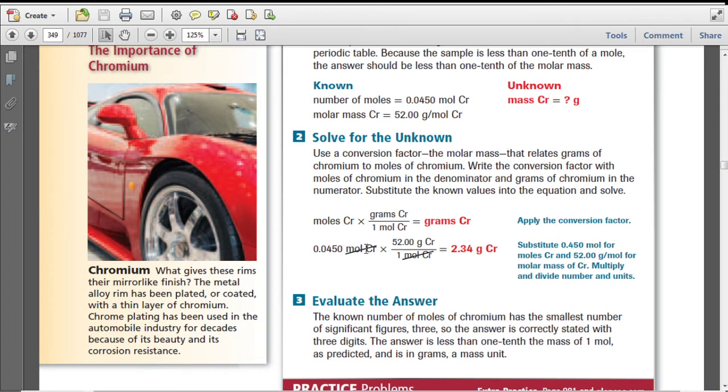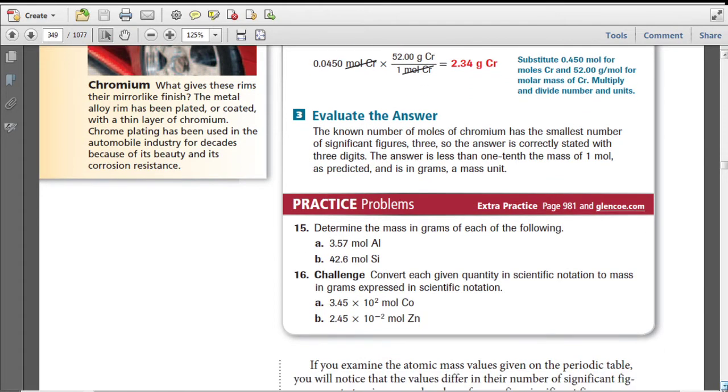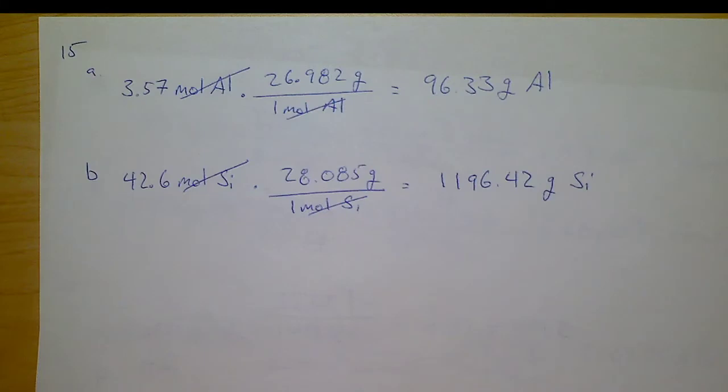So we'll get at the moles here, and this is what we're given. Then we want to set up a conversion factor so that moles will cancel because it's in the denominator. And when we do our arithmetic, it should cancel out and give us 2.34 grams of chromium. So let's try practice problems 15A and 15B. Pause your video and give these a try. Here are your answers to 15A and 15B.